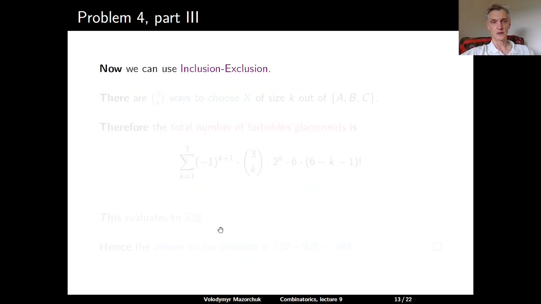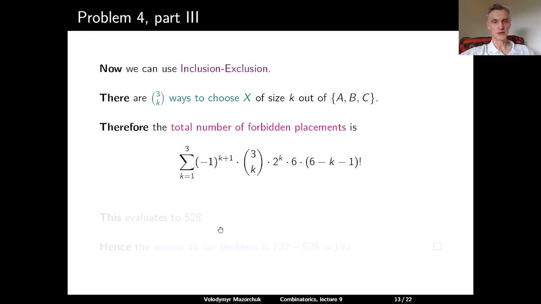Now we can use inclusion-exclusion. There are 3 choose k ways to choose X of size k out of the set with 3 elements A, B, and C. So by the inclusion-exclusion formula, the total number of forbidden placements is the sum over all k from 1 to 3 of minus 1 to the power k plus 1 times 3 choose k times our number 2 to the power k times (6 minus k minus 1) factorial. And it is easy to compute that this evaluates to the number 528. So these are the forbidden placements.